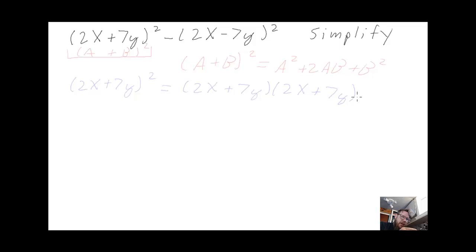So squared just means times itself, right? So we've got 2x plus 7y times 2x plus 7y. What we do is we take this first term, multiply it by the first term. Then we multiply first times the second term. Then we take the second term, multiply it by the first term, and finally multiply the second term by the second term of the second portion. So when we do all this, we get 2x times 2x, so we get 4x squared. Then we take 2x and multiply it by 7y. So we're going to have 14xy.